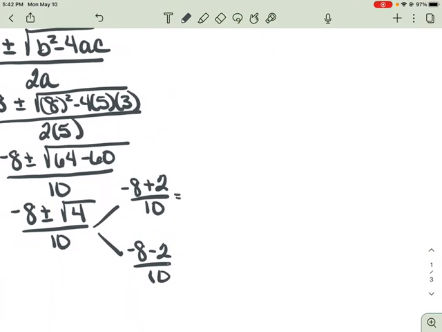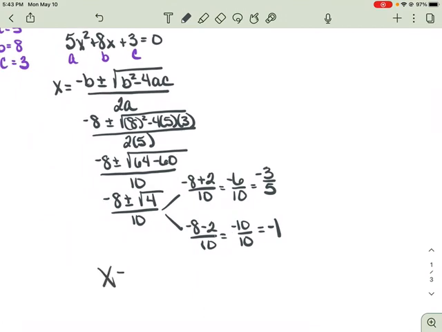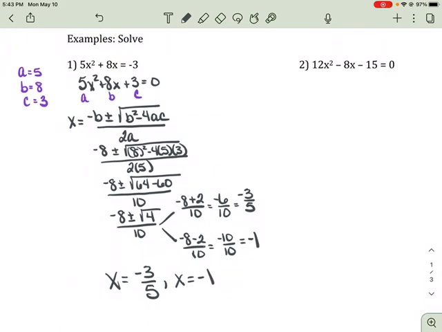So negative 8 plus 2 is negative 6 over 10. We can reduce that to negative 3 over 5. And negative 8 minus 2 is negative 10 over 10, which reduces to negative 1. So our solutions here are x equals negative 3/5 and x equals negative 1. And there are your answers. It does take longer than, let's say, factoring, but I like the quadratic formula because it's guaranteed to give you the right answer as long as your computations are right. There's no guess and check. You put the numbers in, you put the formula in, and boom, there's your answer.